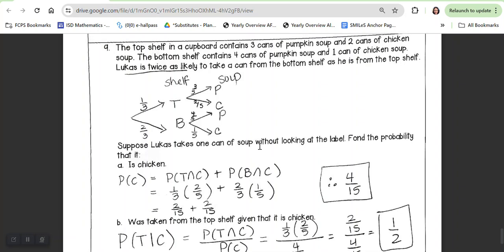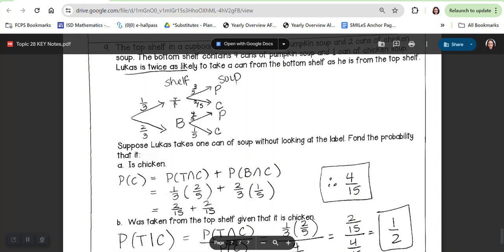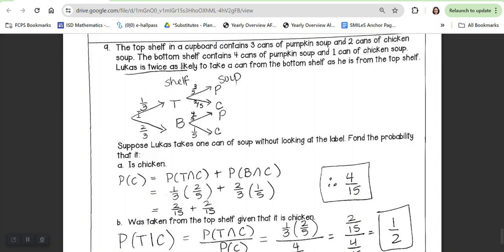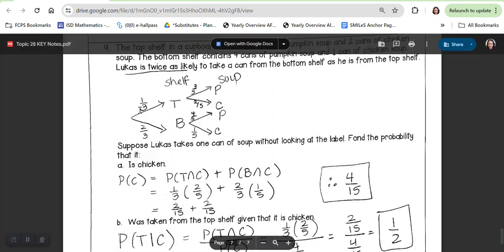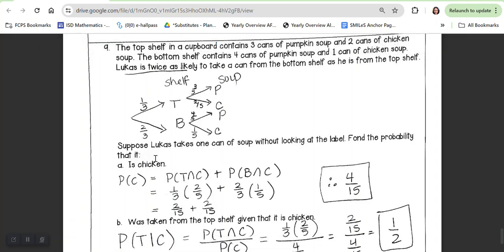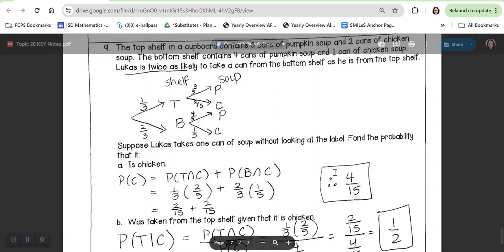So we're going to add together the probability that it's from the top shelf and chicken and the probability it's from the bottom shelf and chicken. And so what we're going to do is multiply across. So top and chicken would be 1/3 times 2/5. And then bottom and chicken would be 2/3 times 1/5. And then adding those 2 answers together, we get 4/15.